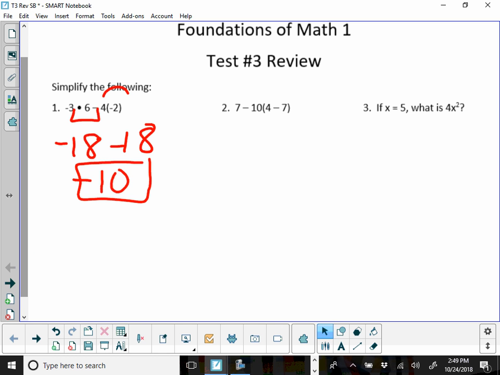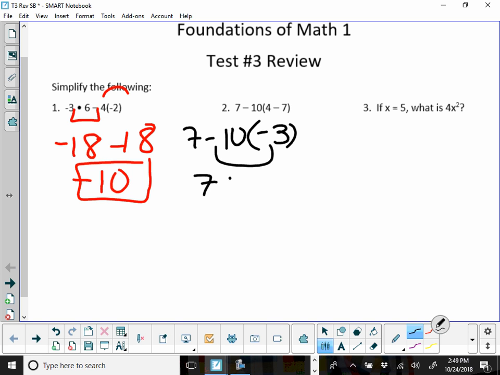Okay, number two, this type has been in our quizzes here for the last couple of days. We're going to start on the inside, so 4 minus 7 gives me negative 3. Then negative 10 times negative 3 gives me positive 30, which is going to give me 37.